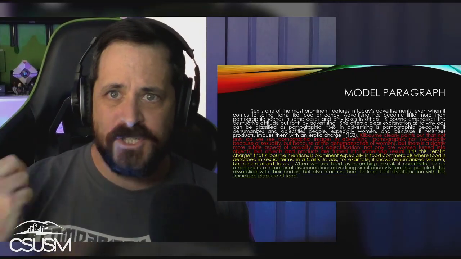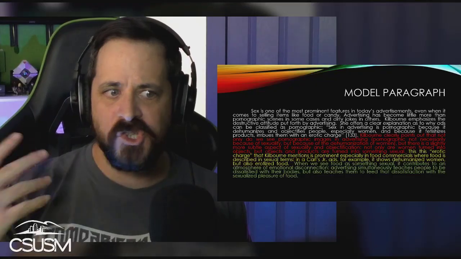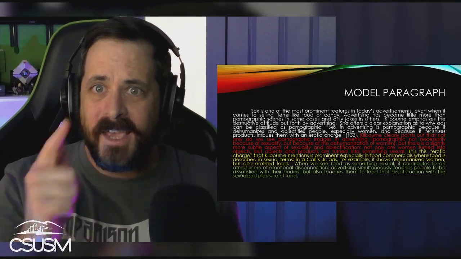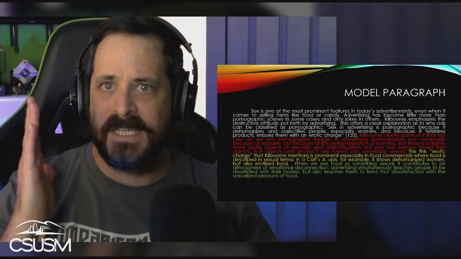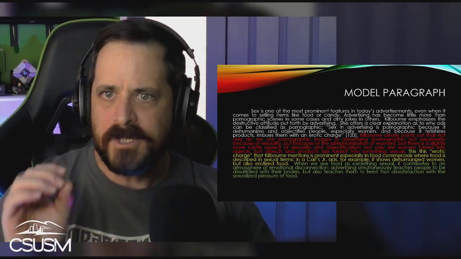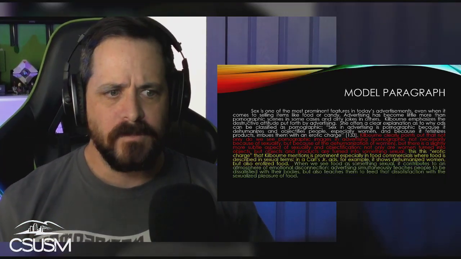Look at this paragraph. It's twice as long as the original version, right? We've added so much more to this, and it didn't take very long, and it didn't take any additional work. It's really just taking the time, and that's the thing I want to point out. It's really just about taking the time to make sure that you explain yourself clearly.